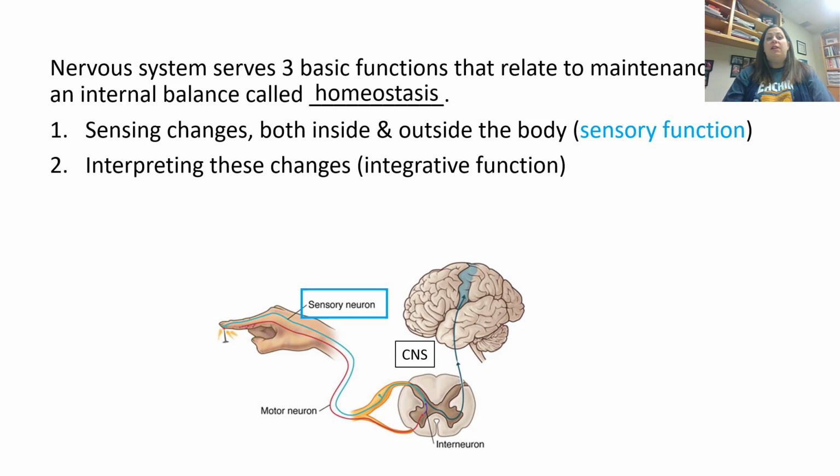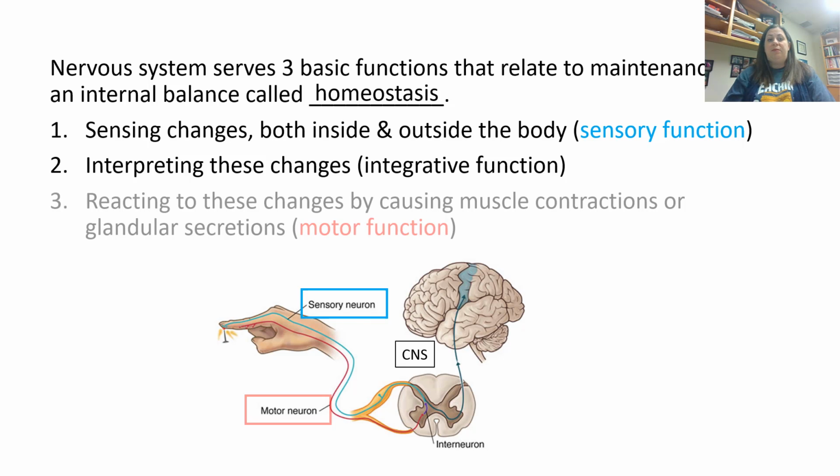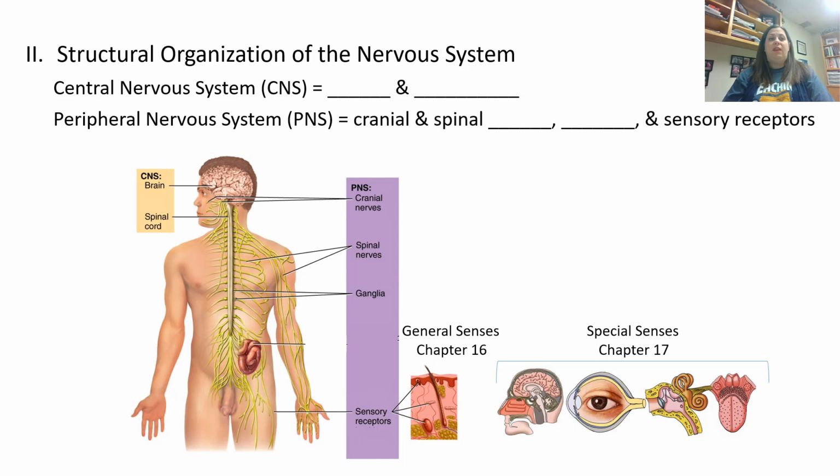We then see there's got to be an interpretation of this type of stimulus or the change that's taken place. This is called the integrative function. We then have the reacting to these changes. This is caused by muscle contractions or glandular secretions, and this is the motor function. Now, this is determined by the integrative system to decide what needs to be done based on the stimulus that was provided.